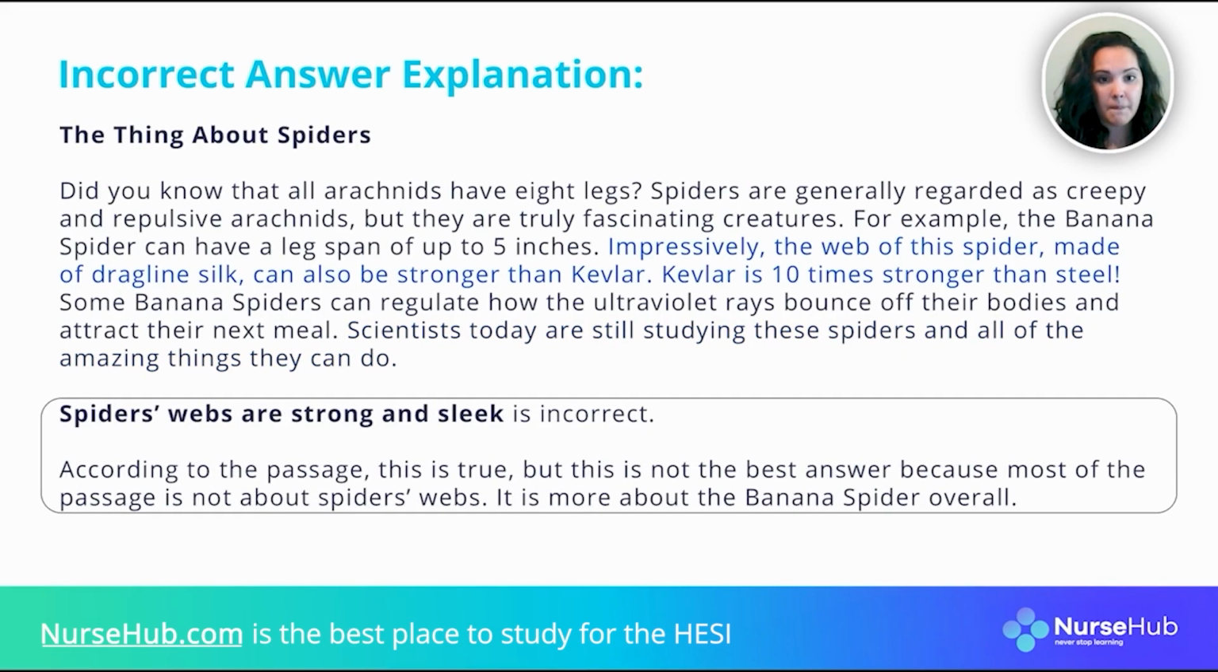Okay, here's our last incorrect answer. Spiders' webs are strong and sleek. So, according to this passage, this is true, but it's not the best answer here. This is because the passage is not about spiders' webs. It's more about the banana spider overall. If you chose this answer, you may have gotten tripped up, but you have to think about the passage as a whole here and not just a supporting detail like this one.